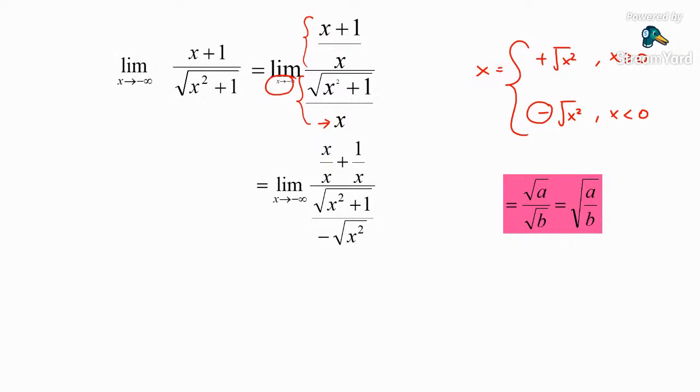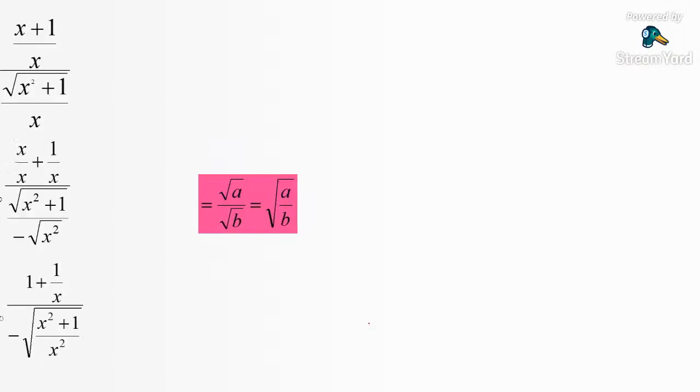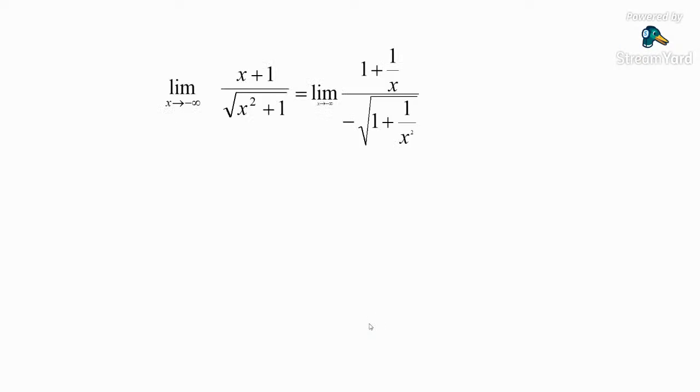So I can actually combine them into a set, a over b. So what do we have is x over x, so 1 over x, 1 over x, and then x squared plus 1 over x squared. So simplify your denominator over here. So it will become 1 plus 1 over x squared.